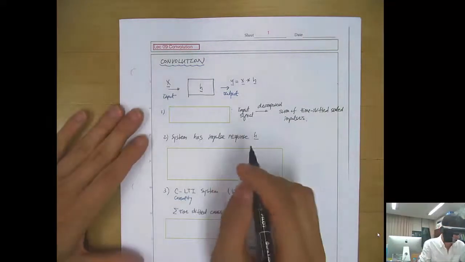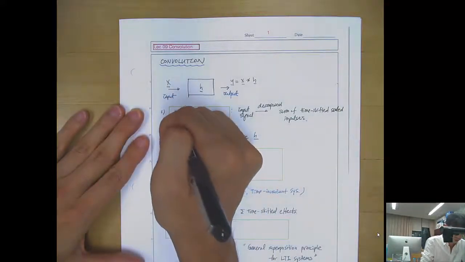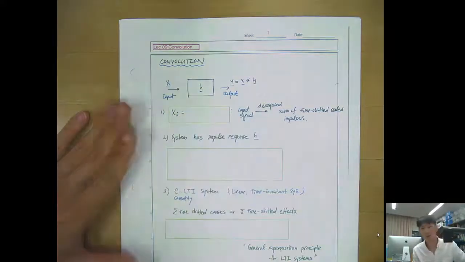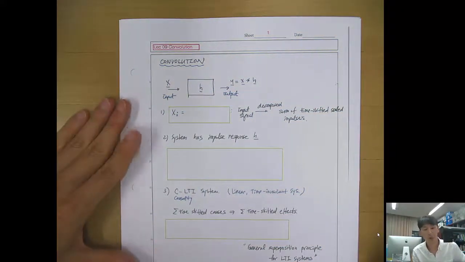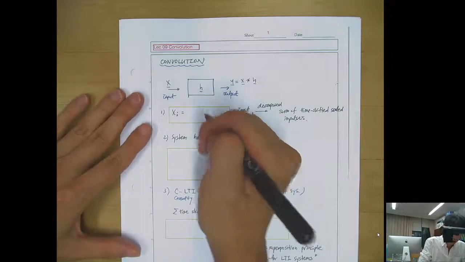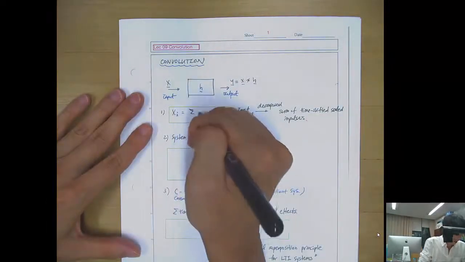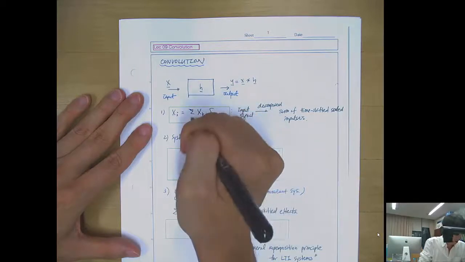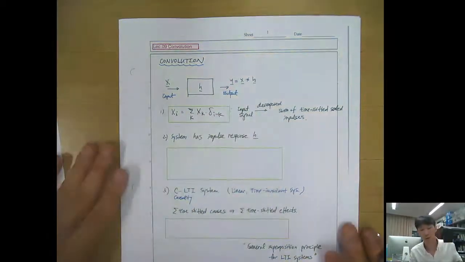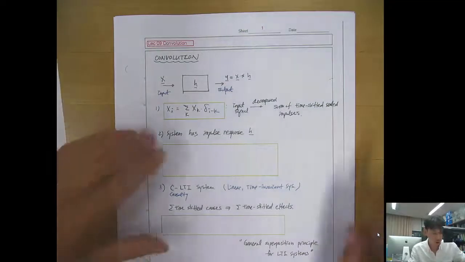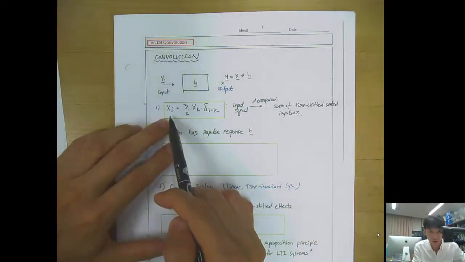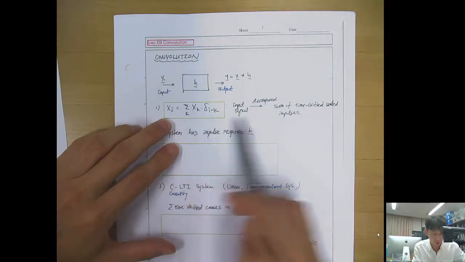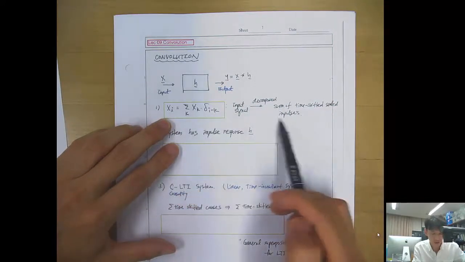And the convolution starts from the decomposition of the input signal into a sum of shifted impulses. So x[i] will be the sum of x[k] and delta[i minus k]. So this is the decomposition of x, the input signal, into the sum of the time-shifted and scaled impulses.